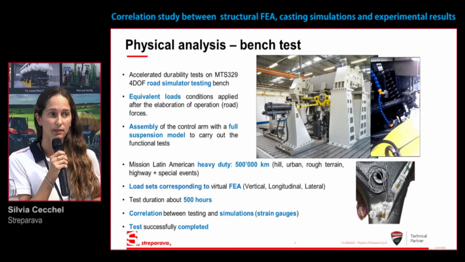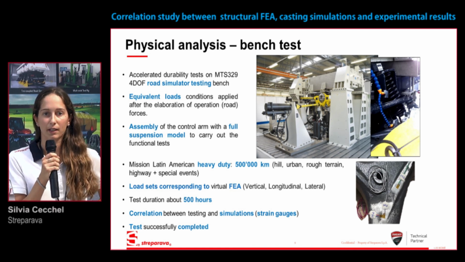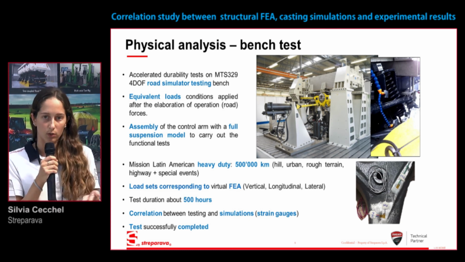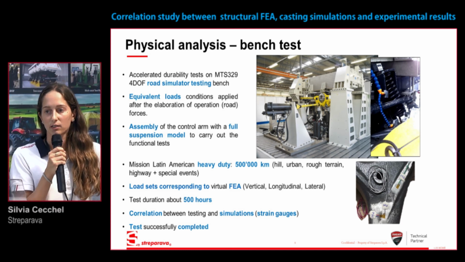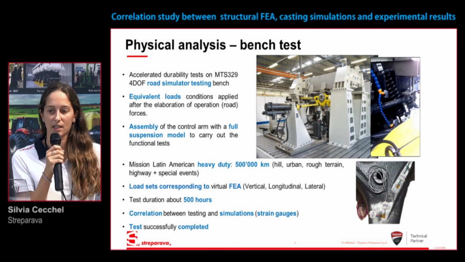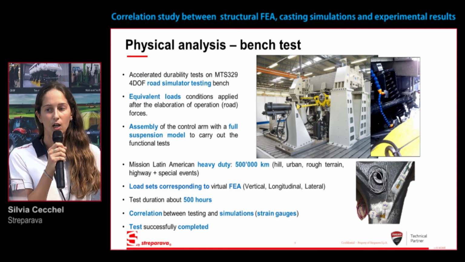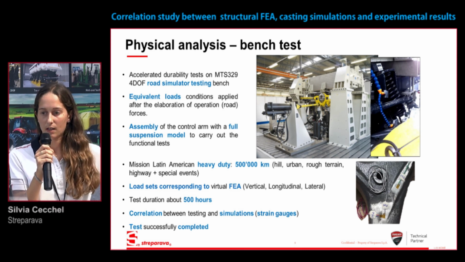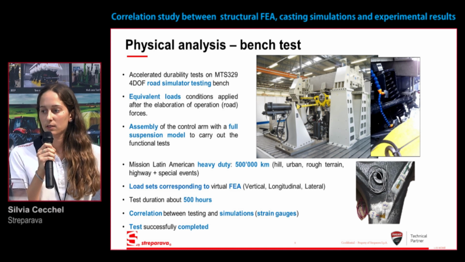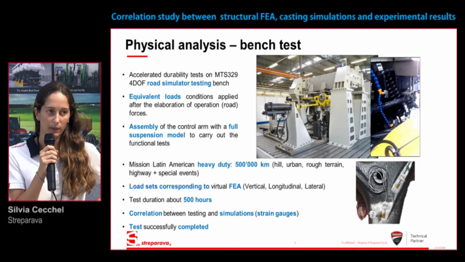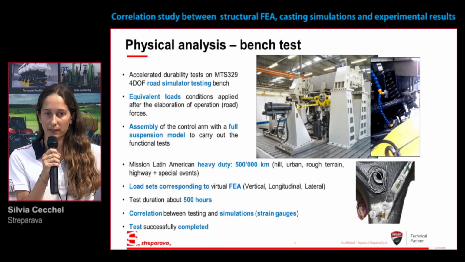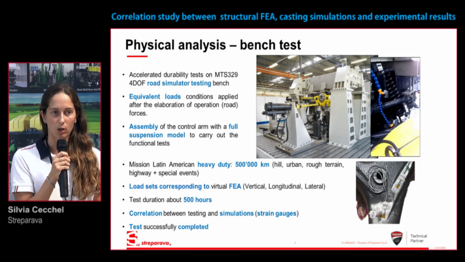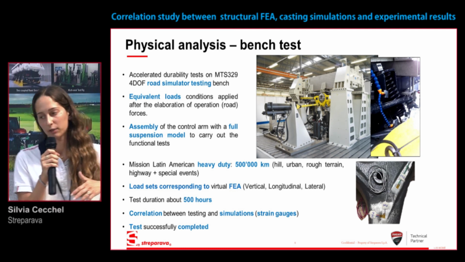This validated the product, and this highlighted also the careful method of design that we have used, because it led to a validation of the component. After that, on the road simulator, we performed the same load sets that we had previously simulated with the FEA, the same 3 load sets. We introduced some strain gauges in the areas that were analyzed by the results of the simulation in order to finally correlate the results coming from the experimental test and from the analytical prediction.